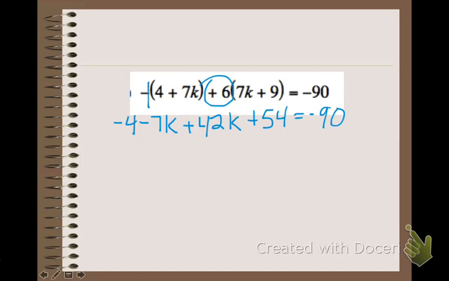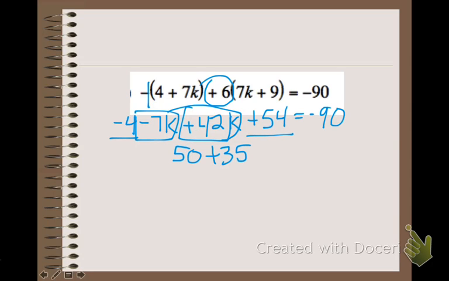I still have simplifying on the left-hand side, so I'm going to continue to simplify, not using inverse operations. -4 and +54 simplifies to 50. -7k plus 42k. -7 plus 42, I end up subtracting, and my 42 is larger, so it ends up being a positive 35k equals negative 90.